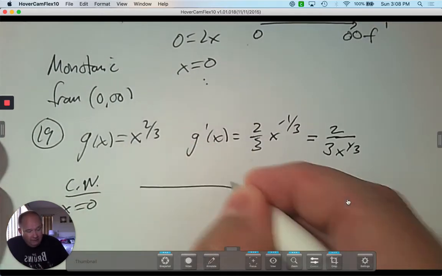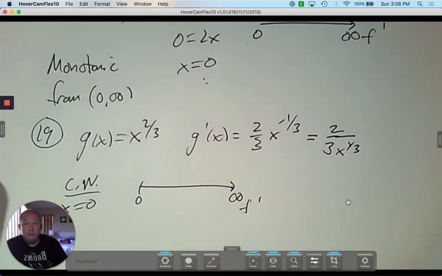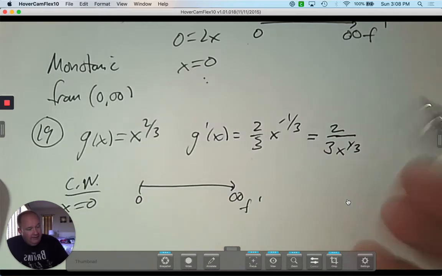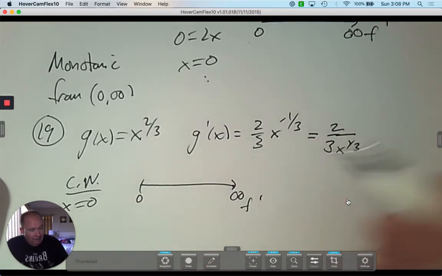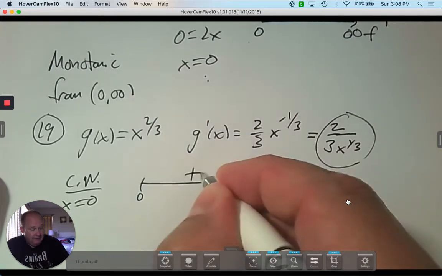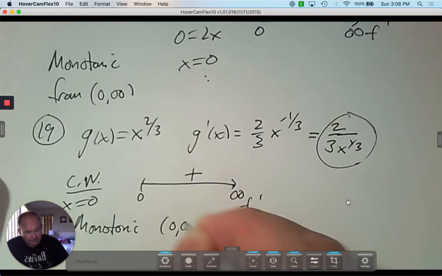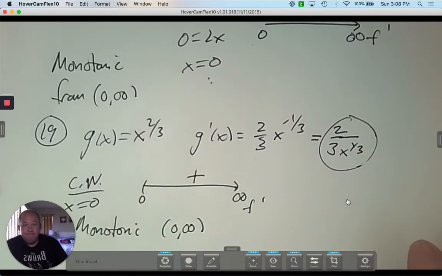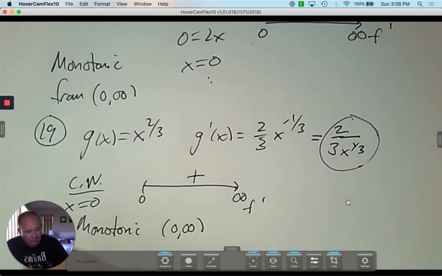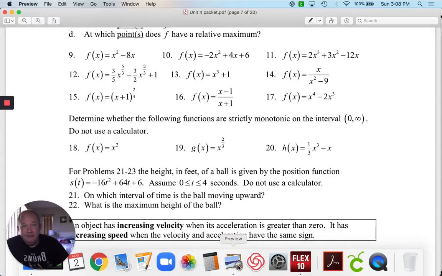So again, when I do a number line from 0 to infinity for the first derivative, any positive number I plug into here, a positive number is going to stay positive. So again, this is monotonic from 0 to infinity. Number 20. You'd think this one would be an example of maybe not, but we'll see.